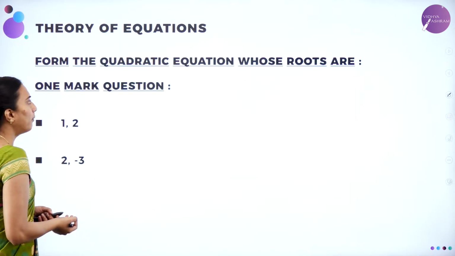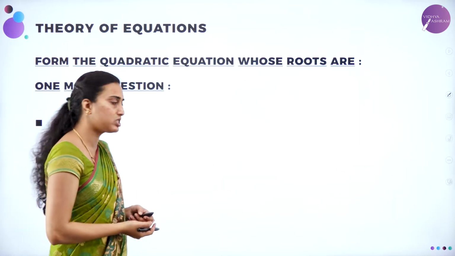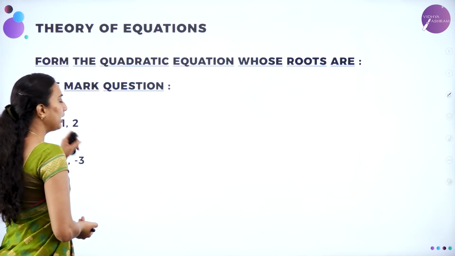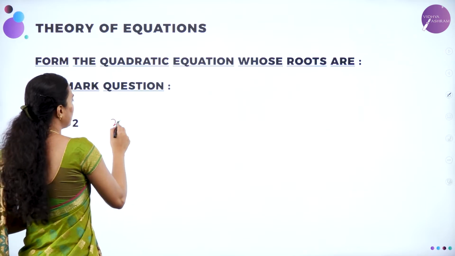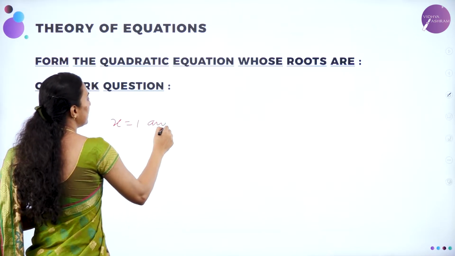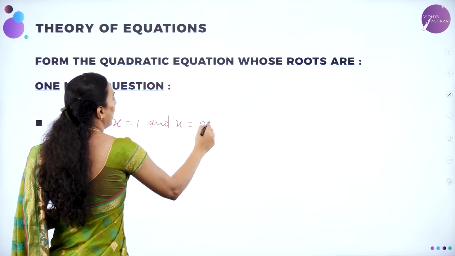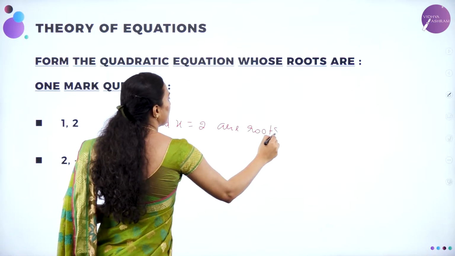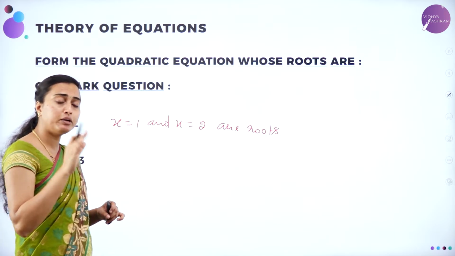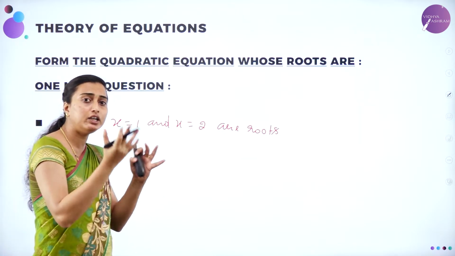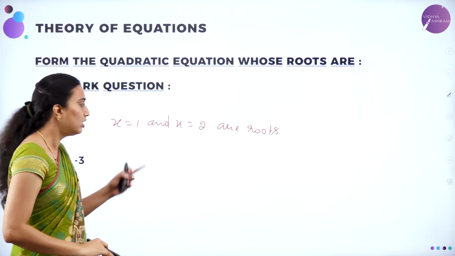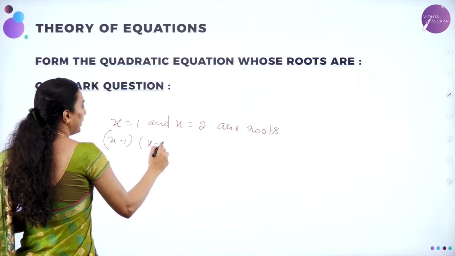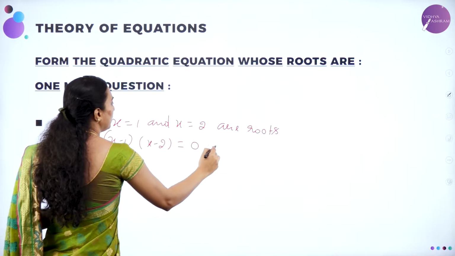What they have given: form a quadratic equation whose roots are 1, 2 and 2, minus 3. 1, 2 I can write as x equal to 1 and x equal to 2 are the roots. Therefore, how can I write? I told you already, if alpha and beta are the roots, then x minus alpha into x minus beta equals 0. So x minus 1 into x minus 2 equals 0.